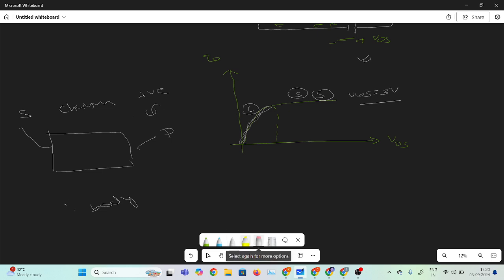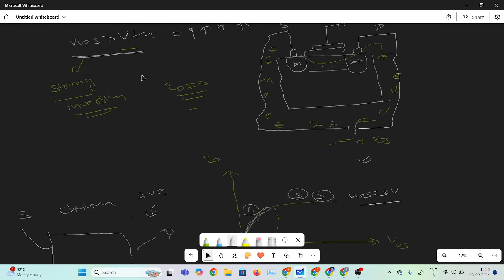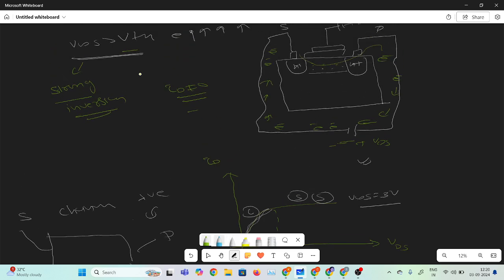Due to this body, I told if we apply the positive voltage, there is an internal diode. There is an internal diode between the body and the drain, or the body and the channel, you can tell like that. Body means the substrate, and between it and the channel there is an internal diode.